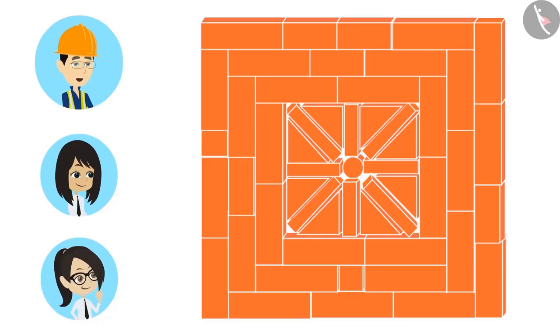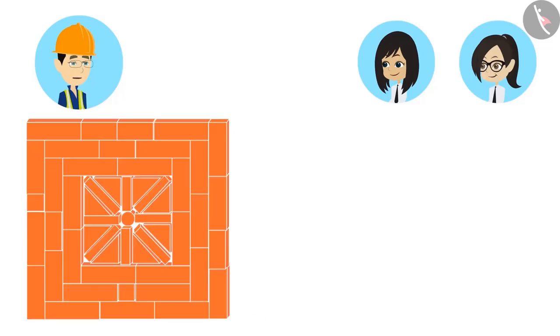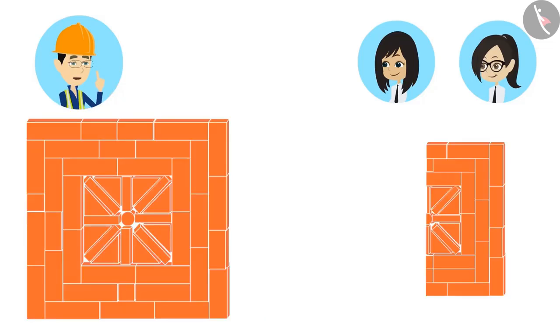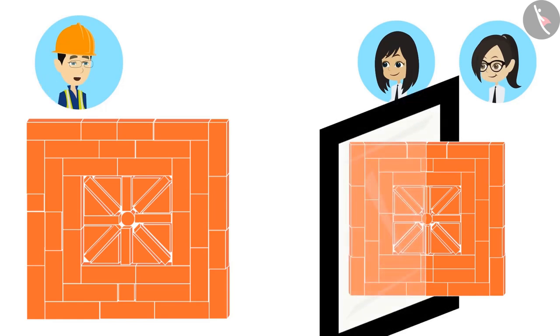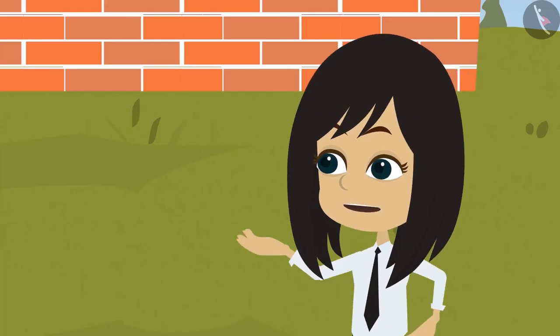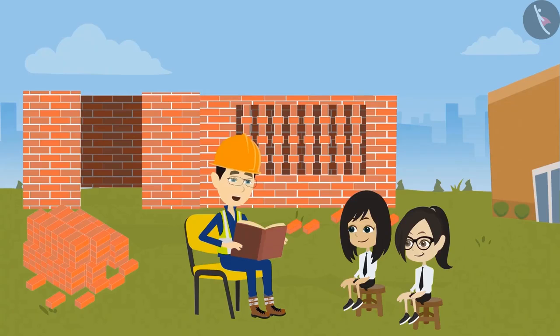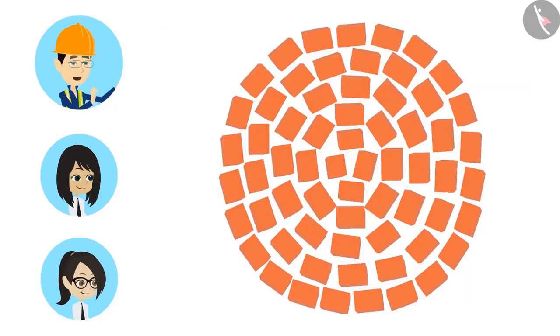This design is mirror half. What does mirror half mean? It means that if you cut this design into 2 halves and then look at it in the mirror, then you will see the whole design. Yes, sir. It means that the design present in one half is present in the other half too. Absolutely right, Neha. Now look at this design.